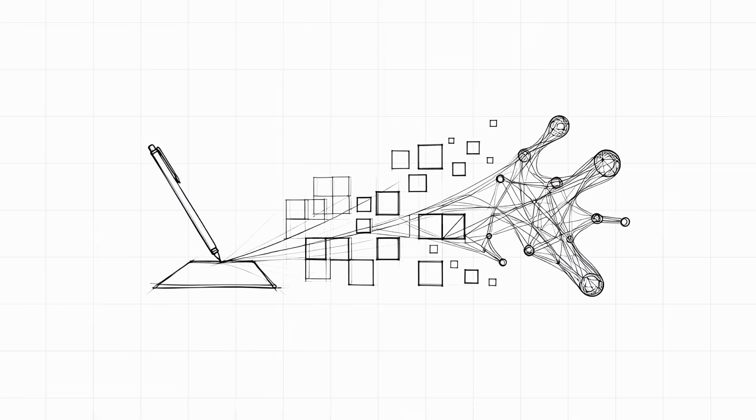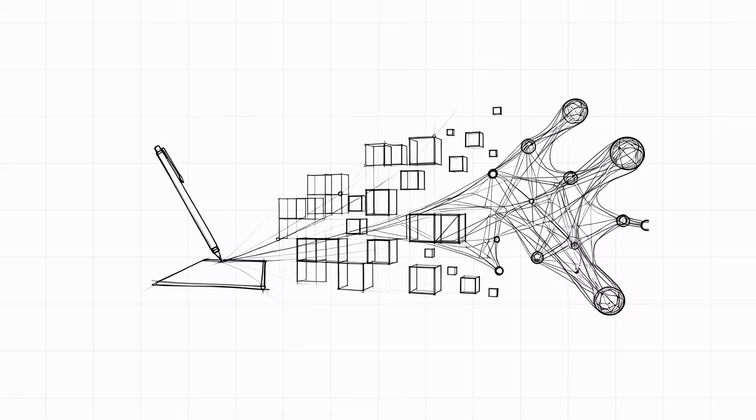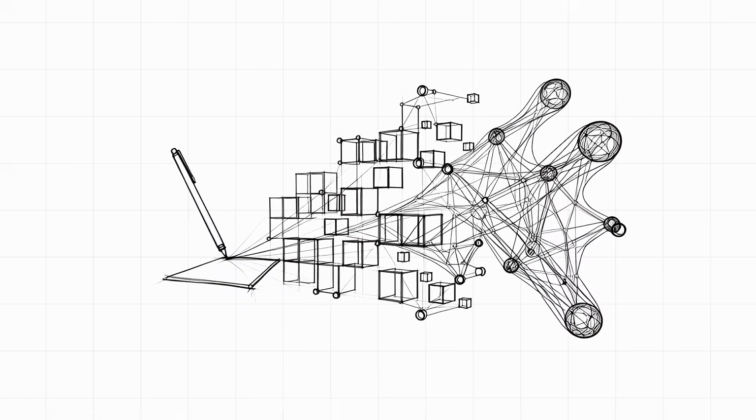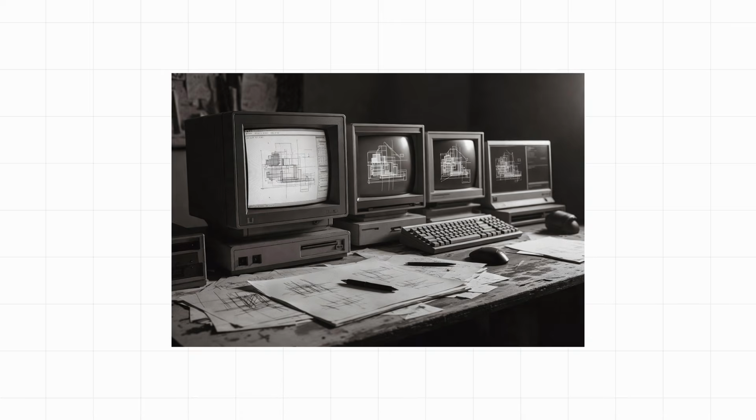And the story we are about to tell today is the story of that journey. From pen and paper to pixels. From simple lines to artificial intelligence. This is the story of the empire of lines. And if you're ready, let's start our journey from a time when nothing was certain.